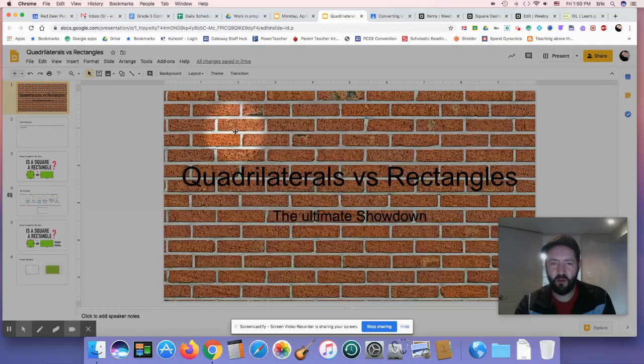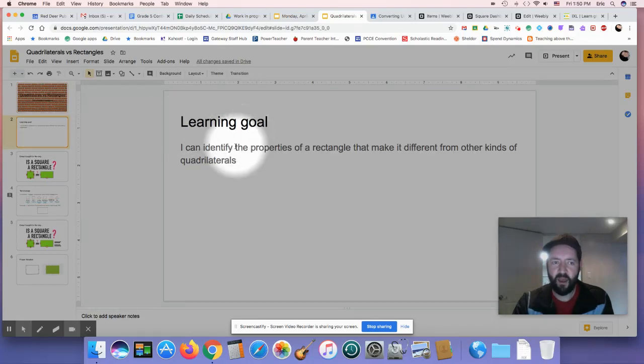Welcome to the ultimate showdown, quadrilaterals versus rectangles. Actually, I'm just kind of kidding around. They get along just great. There's no fight here. But we are today going to learn about quadrilaterals and rectangles. And if you've never heard this word before, we will define it in just a second. So your learning goal for today is I can identify the properties of a rectangle that make it different from other kinds of quadrilaterals. Okay.